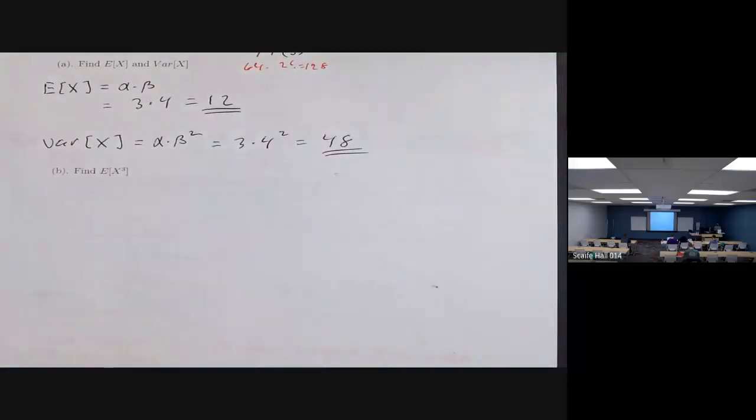All right, let's look at this. Expected value of x cubed. Yes, there are potentially different ways to do this. You could bring in the moment generating function. Right, you take the third derivative and plug 0 in for that. But let's see a different way, all right?